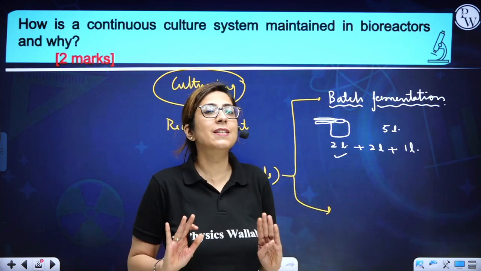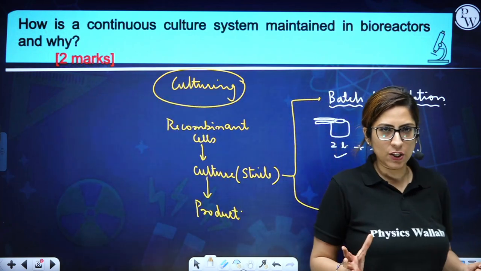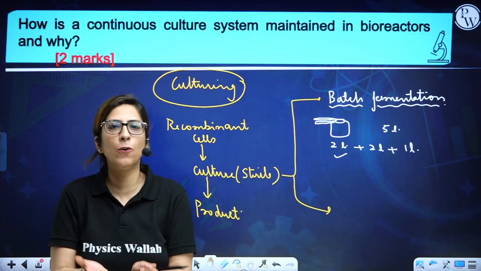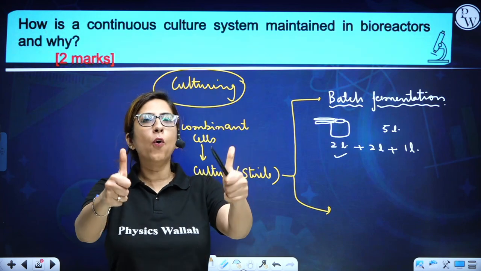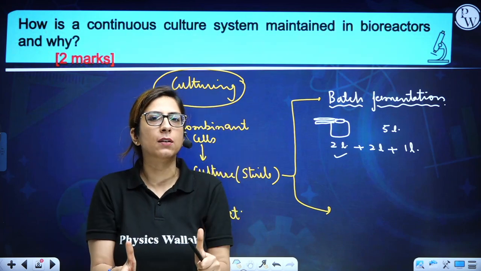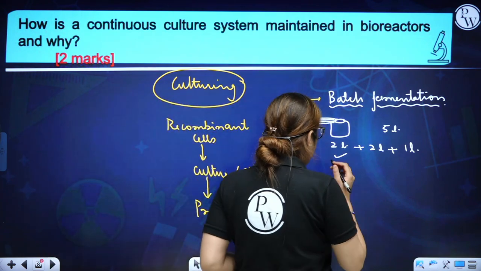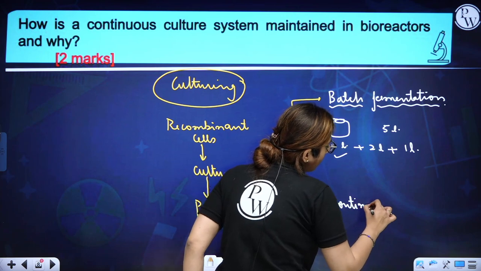Clear? So this is termed as batch fermentation, where you have maintained a condition, you have created a tadka, you have done everything, you have closed that vessel, and you will open that vessel only when the whole fermentation has been done. That is batch fermentation. Now the other one we have is continuous fermentation.